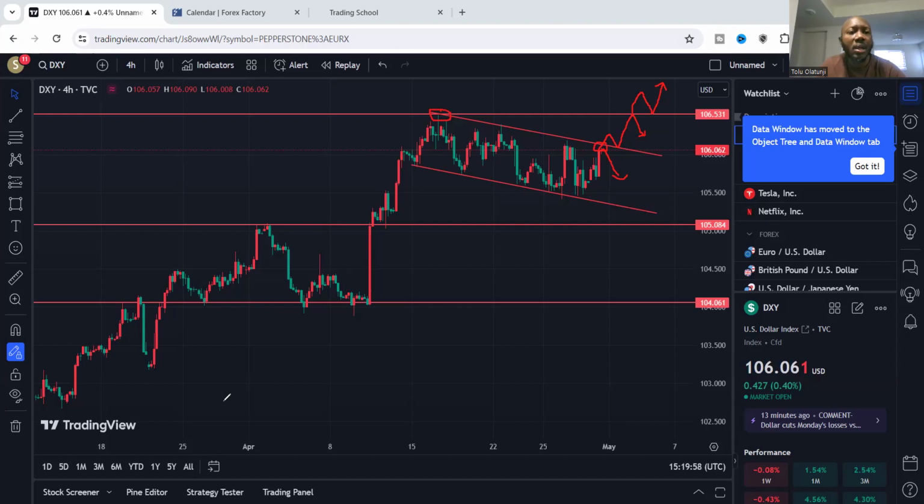I just mapped out the different scenarios on this 4 hours time frame, how the DXY, the USD index, would easily take. It's for you to know which one you're going to follow.